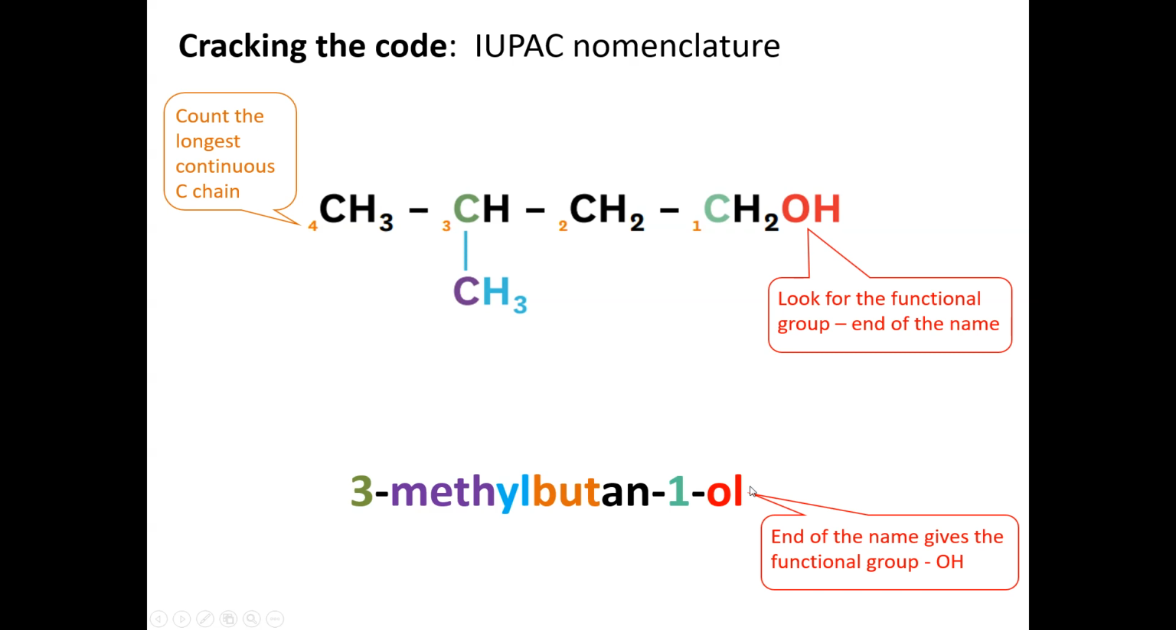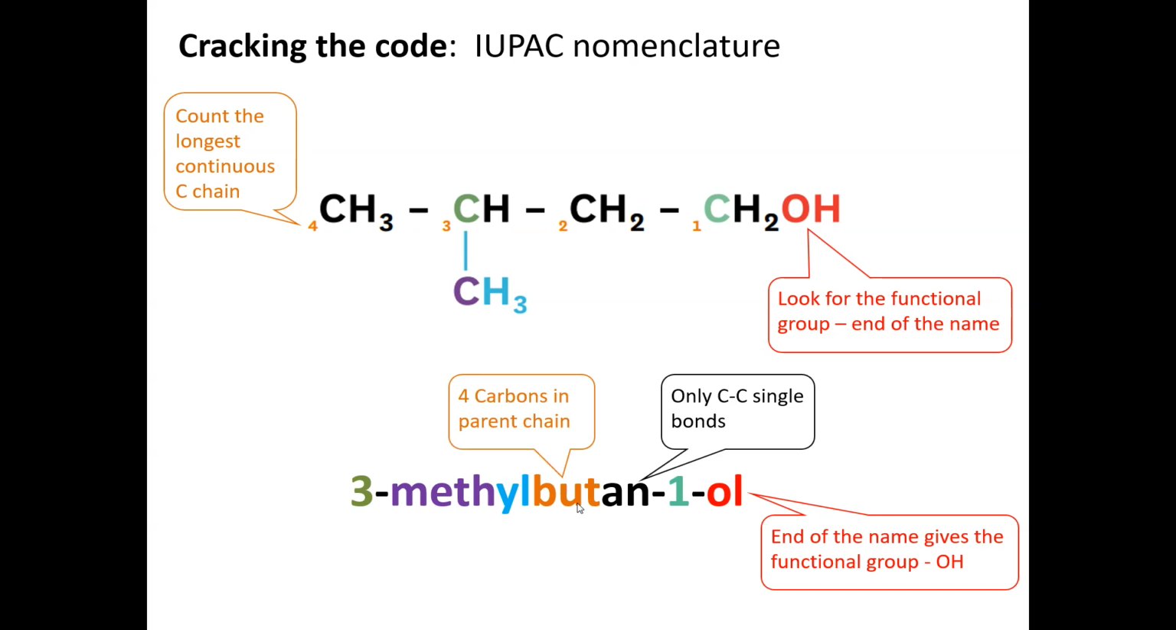The next thing you look for is the longest continuous chain of carbon atoms, and that is your parent chain. And in this case, we've got 4 carbon atoms in a long chain, and that would be but- for 4 carbon atoms. The next thing we look at is, are there only carbon-carbon single bonds, double bonds, or triple bonds? If it's only carbon-carbon single bonds, then we say butane. If there were double bonds, then we'd say butene, and if there were triple bonds, we'd say butyne.